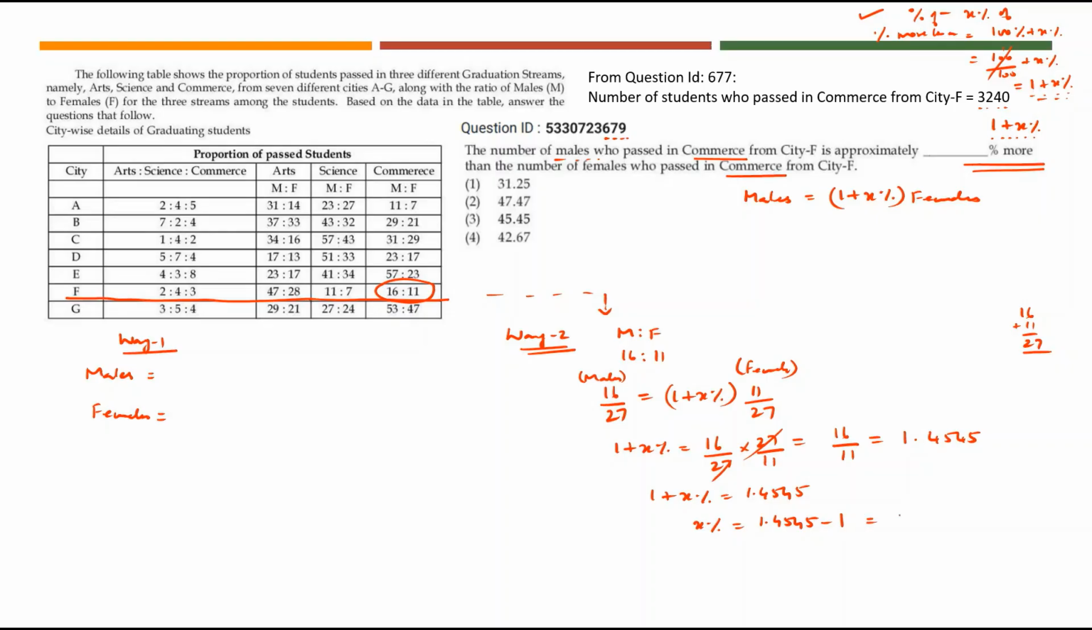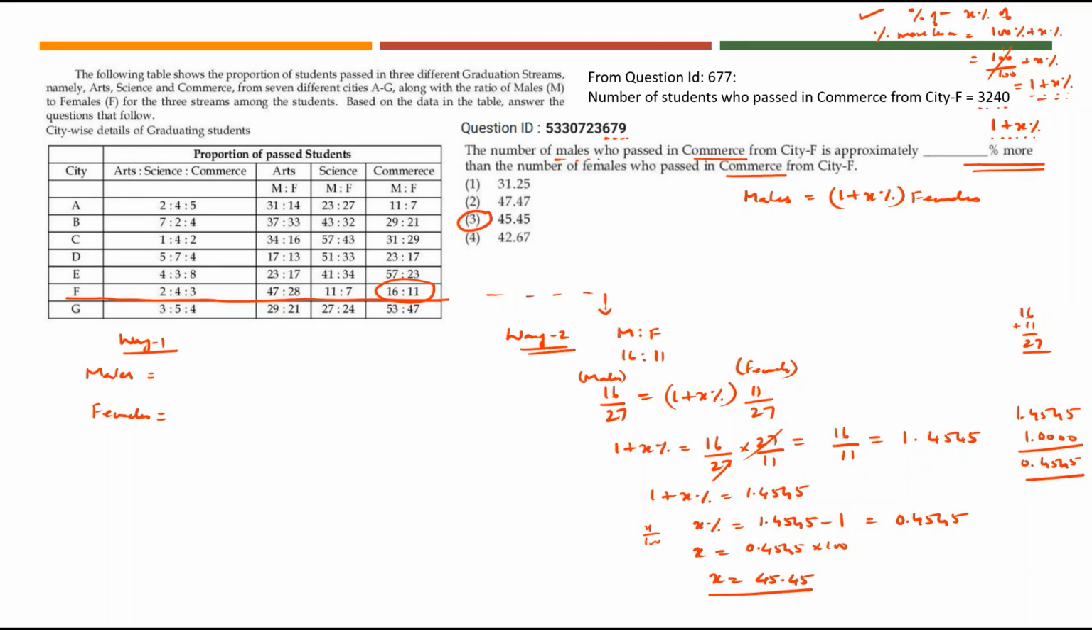This is equal to 0.4545. So when you take 1.4545 and this is going to be 1, you will have 0.4545. Now X is equal to 0.4545 into 100, because this is actually X by 100. So we are bringing it to the other side. This will give a value of 45.45 as the answer. So option number 3, 45.45 will be the right answer.